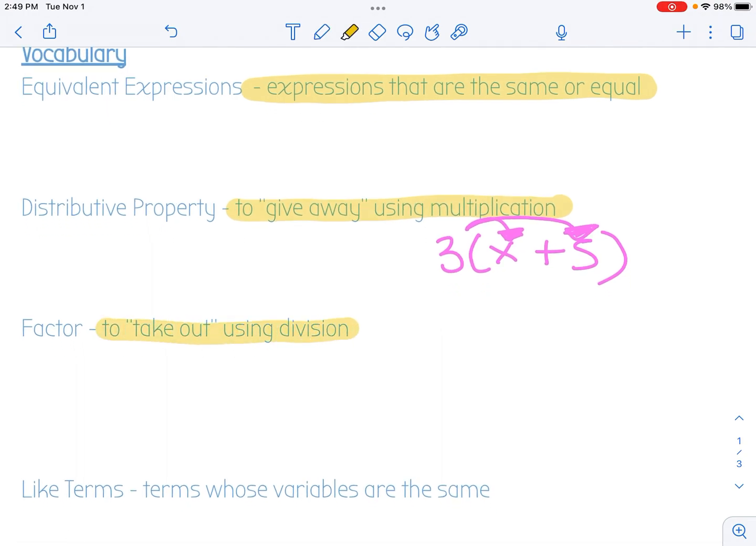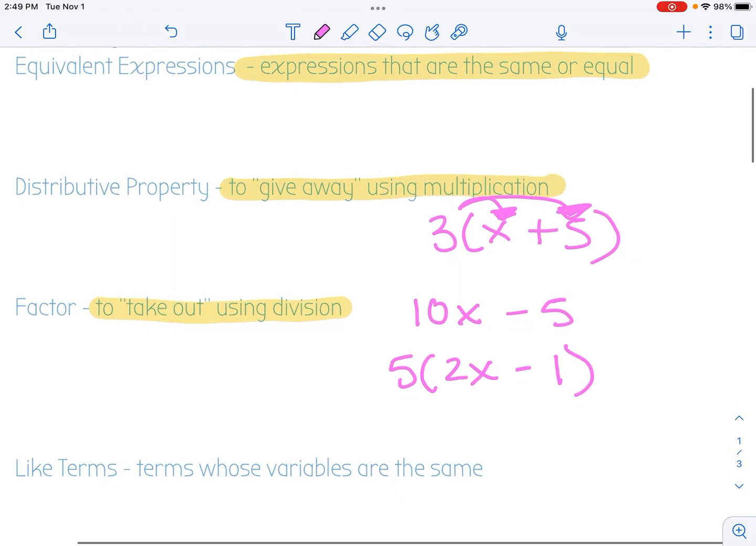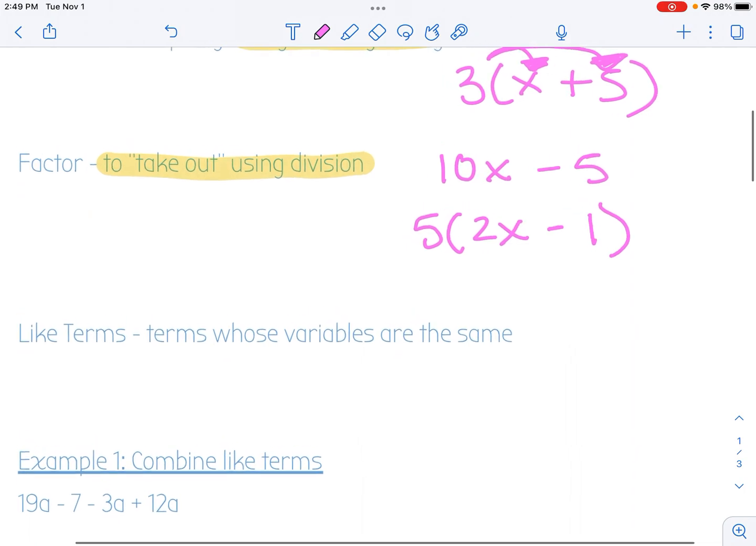Factor means to take out using division. So for instance, if I had 10x minus 5, the biggest number I can take out or factor out of those numbers would be 5. 10 divided by 5 is 2. I'm going to keep that variable. 5 divided by 5 is 1. So factoring out means to take out using division.